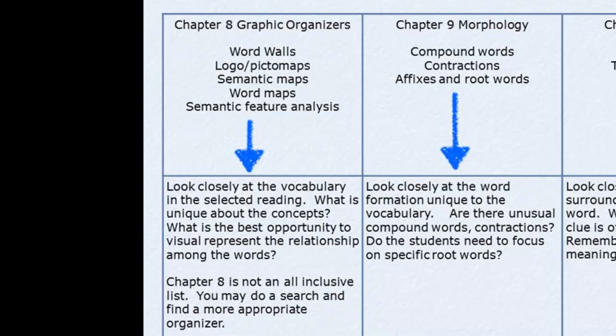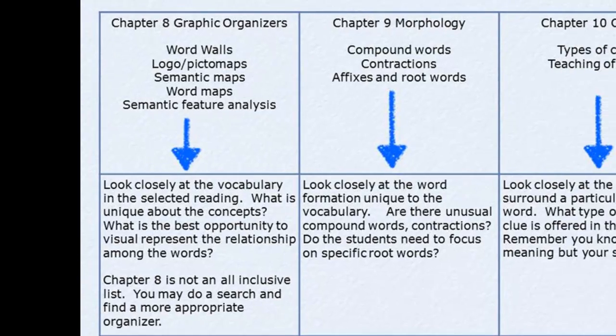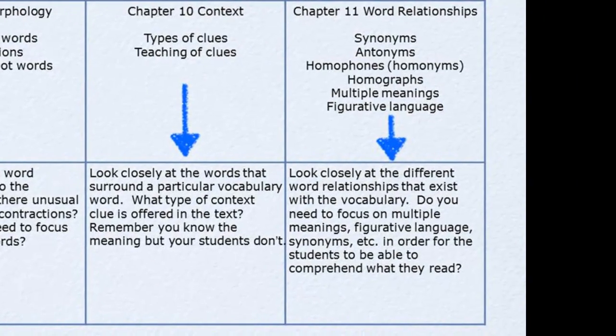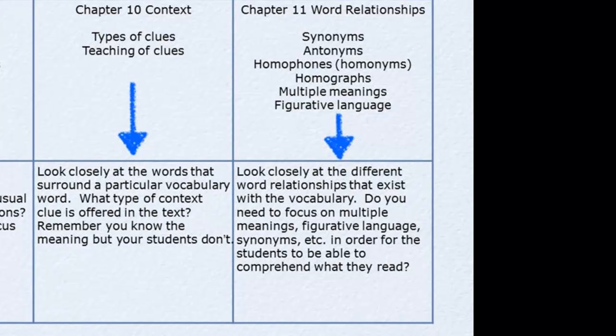Chapter 8 is not an all-inclusive list. You may do a search and find a more appropriate organizer. Chapter 9, Morphology. Look closely at the word formation unique to the vocabulary. Are there unusual compound words or contractions? Do the students need to focus on specific root words? Chapter 10, Context. Look closely at the words that surround a particular vocabulary word.